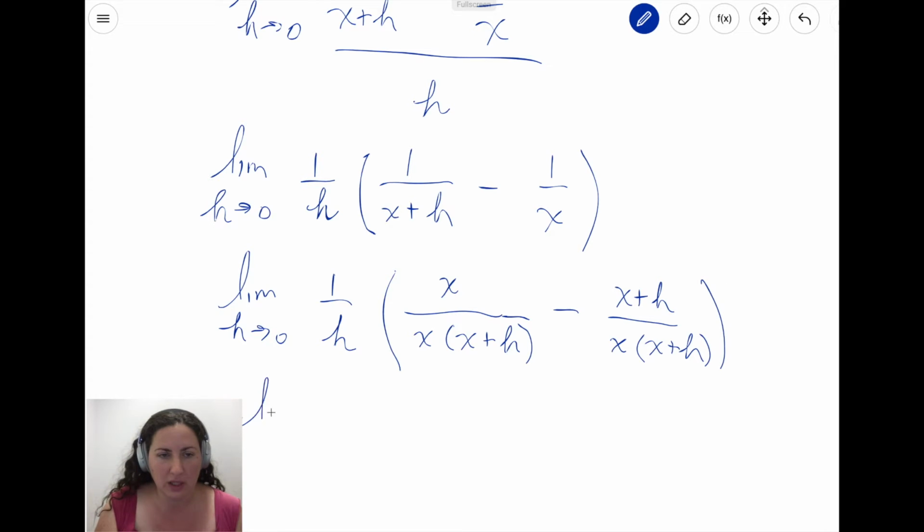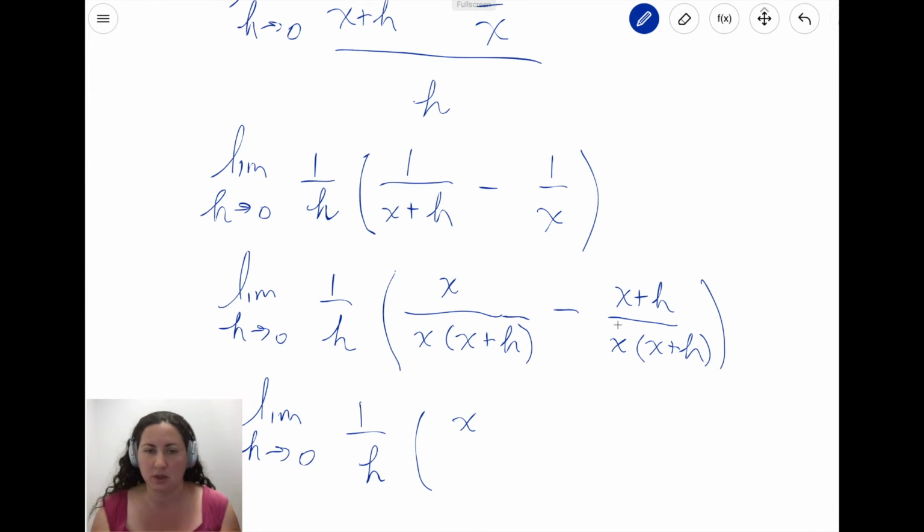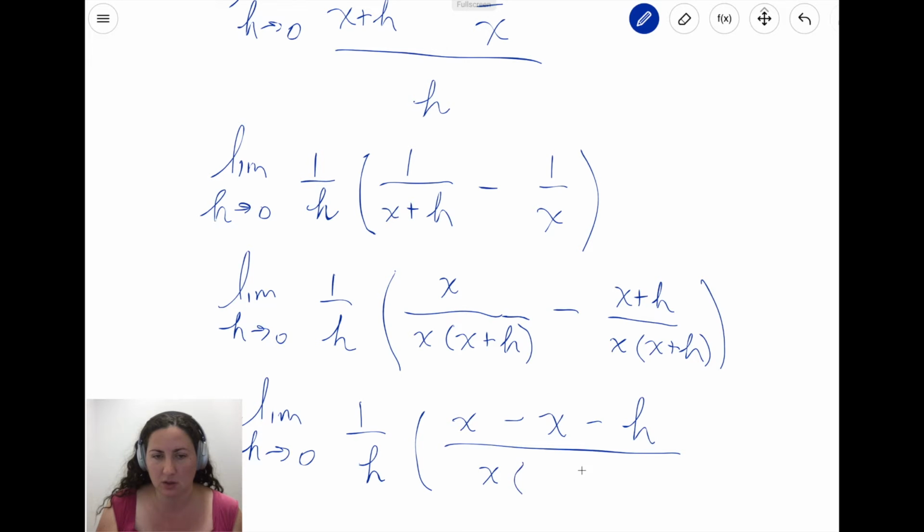So now we can combine this into a single fraction. The denominators are the same, so we can simply subtract the numerators. So we have x. I'm going to just go ahead and distribute the negative sign. We have x minus quantity x plus h. So that'll give us x minus x minus h in the numerator, and in the denominator, x plus h.